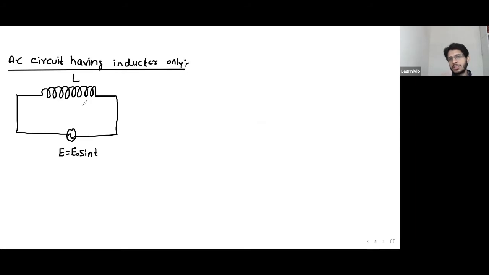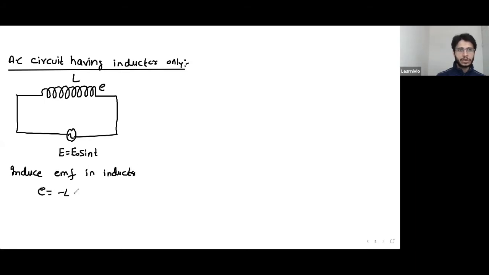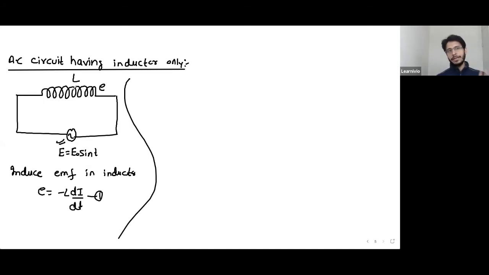Inductor works on the principle of self-induction. So for an inductor, there is an induced EMF in the inductor. That is E, which is minus L di over dt. This we did in self-induction. So you have two voltages basically: one AC voltage that you have applied, another induced EMF in the inductor.